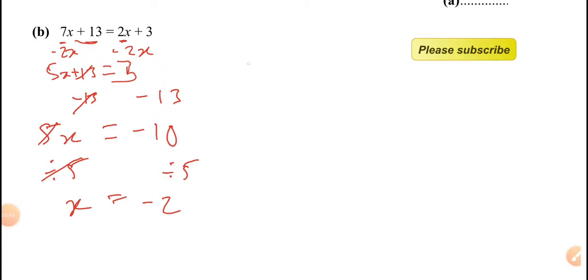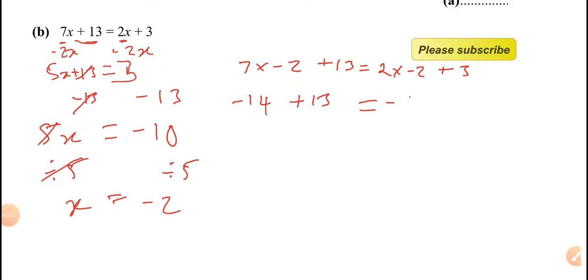In the equation we had 7 times x, so instead of 7 times x, we'll write 7 times minus 2, plus 13, is equal to 2 times x, so we'll write 2 times negative 2 plus 3. So 7 times negative 2 is negative 14, add 13. 2 times negative 2 is negative 4, add 3. What's negative 4 add 3? It's negative 1. And negative 14 add 13 is negative 1. So the two sides are equal, so we were correct. x is equal to negative 2.